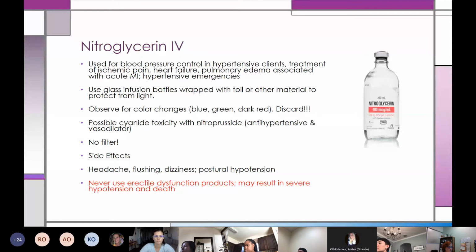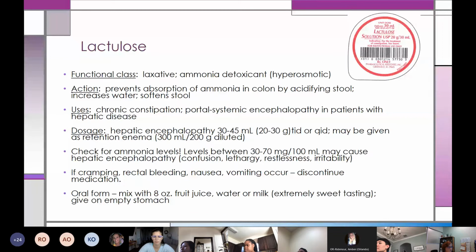All right, and then of course, if they are drinking it, sometimes they like it mixed with things, and you can mix it with water, milk, or fruit juice, all right? And extremely sweet. I've had patients who have taken this and they go, oh, this is so sweet. But sometimes they'll drink it directly from the cup because these are unit dose cups. All right, and so we will give this on an empty stomach. Lactulose.